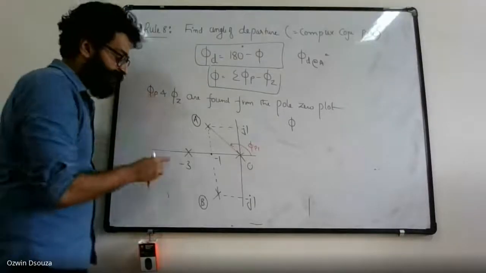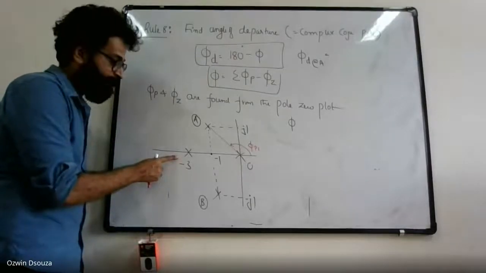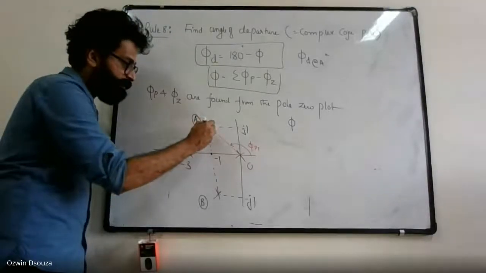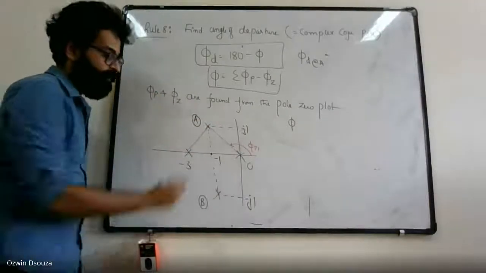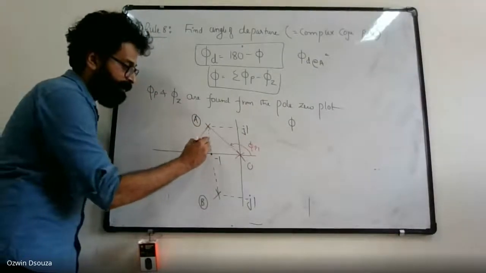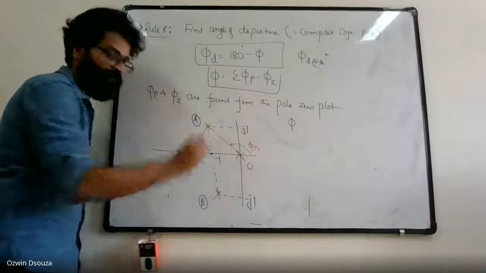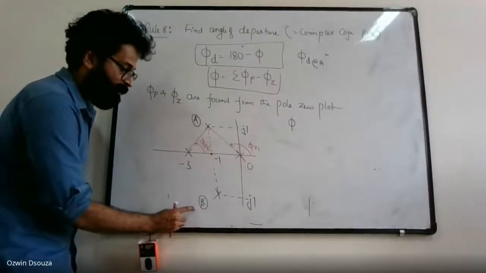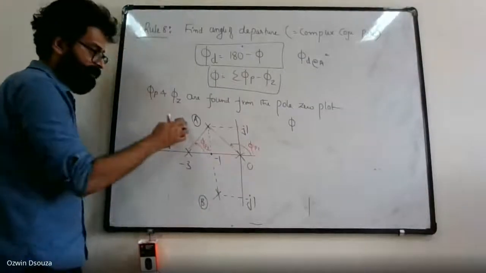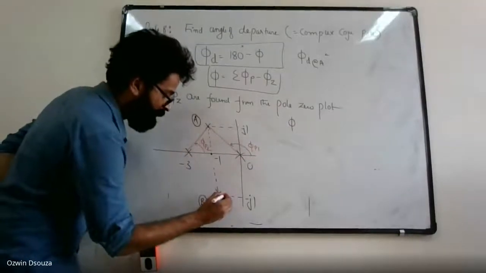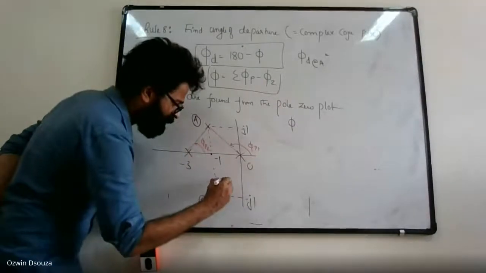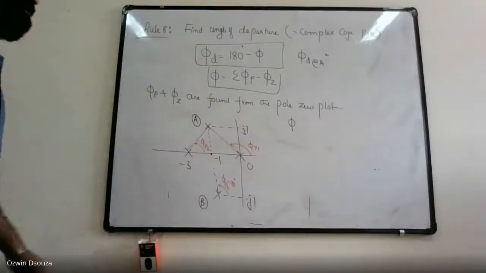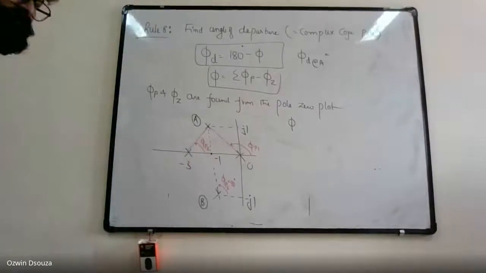Next, you have a pole at -3. Connect this pole with the pole under consideration, and once again measure the angle. Let us say this angle is phi p2. And finally, you have the third pole, which is its twin, the conjugate. Measure this angle as well. This angle is pretty simple: phi p3, which is 90 degrees. So these are your phi p's.